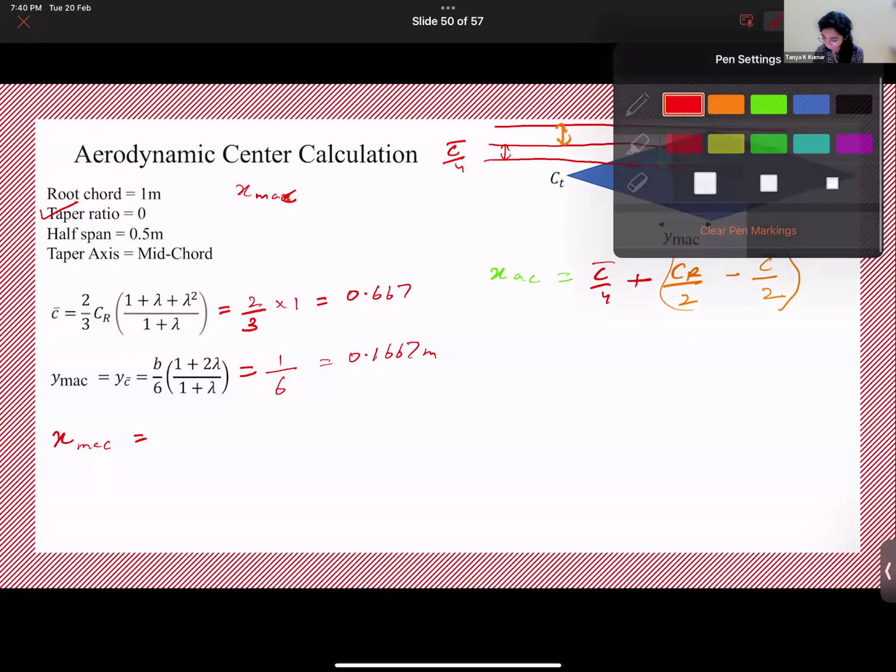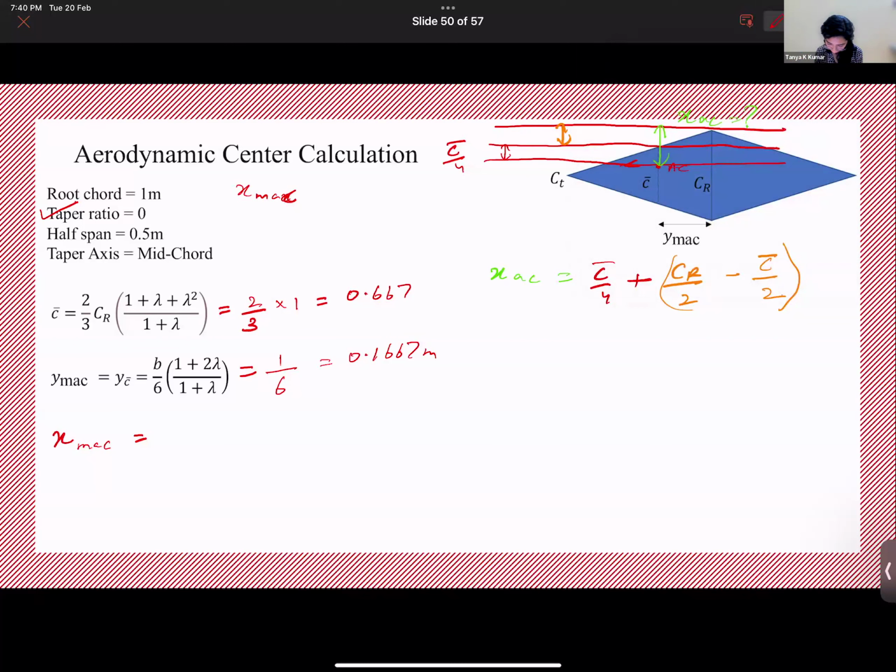Let's try to find out the value. C bar by 4 is 0.667 by 4 plus CR by 2, CR is 1, so 1 by 2 minus 0.667 by 2. What is this value? Just simplify it and tell me. 0.1665. Is it? I'm getting 0.3. Just try doing it again.